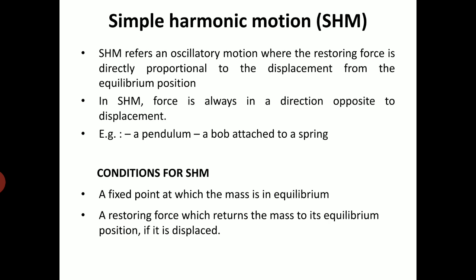The example for this simple harmonic motion is a pendulum, or a bob attached to a spring. Conditions for simple harmonic motion: a fixed point at which the mass is in equilibrium, and a restoring force which returns the mass to its equilibrium position if it is displaced from the equilibrium position.